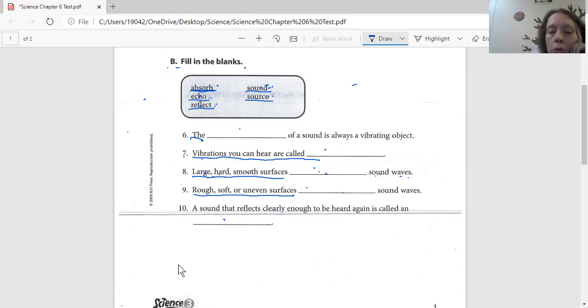And that brings us to number 10. A sound that reflects clearly enough to be heard again is called an blank. An absorb, an echo, a reflect, sound, or source. Put your answer in here.